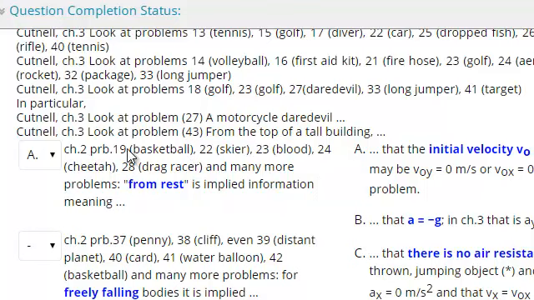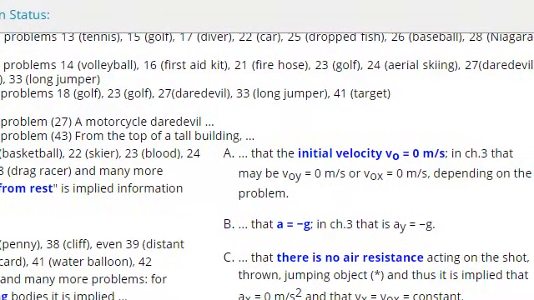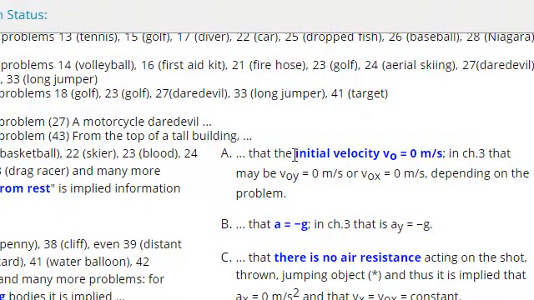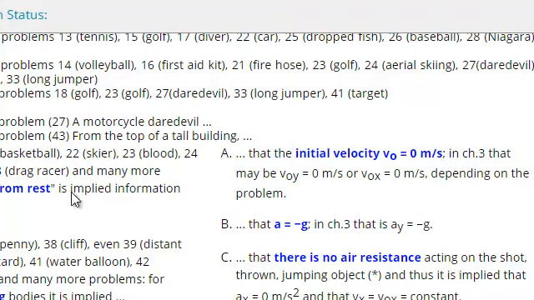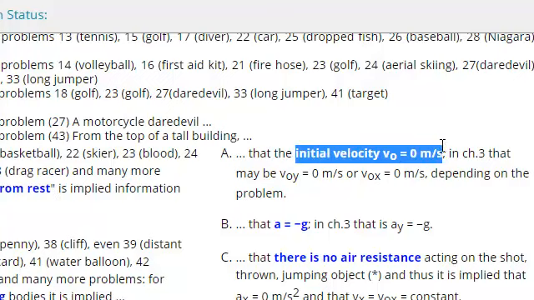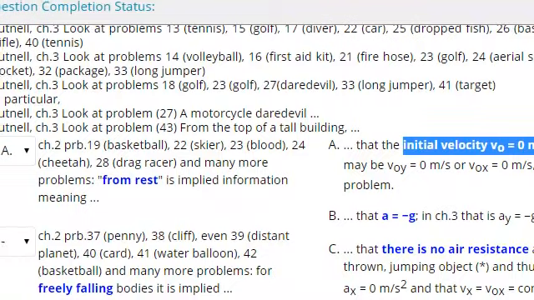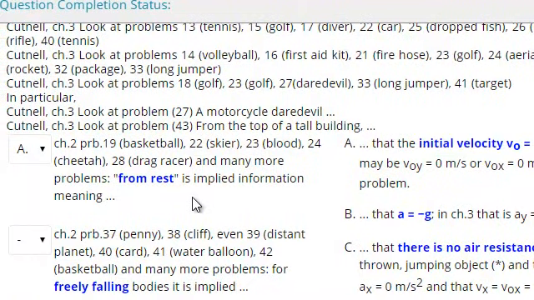So you have here all these kinds of problems: basketball, skier, blood, drag racer, cheetah, and many more. And they all say from rest. Notice that I highlighted this one here. And from rest implies that the initial velocity with which they're starting out is 0 meters per second. They don't say so, but they do say from rest. And this is what it means. So that's kind of like in the previous one, steps 1, 2, 3, 4, something like that, where you have to look at the implied information.